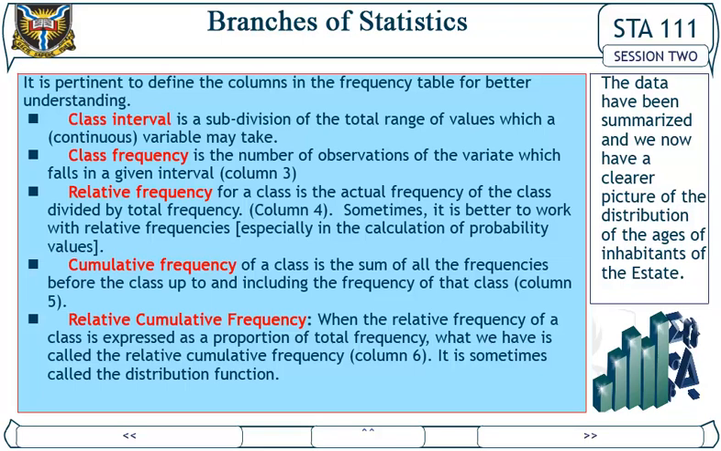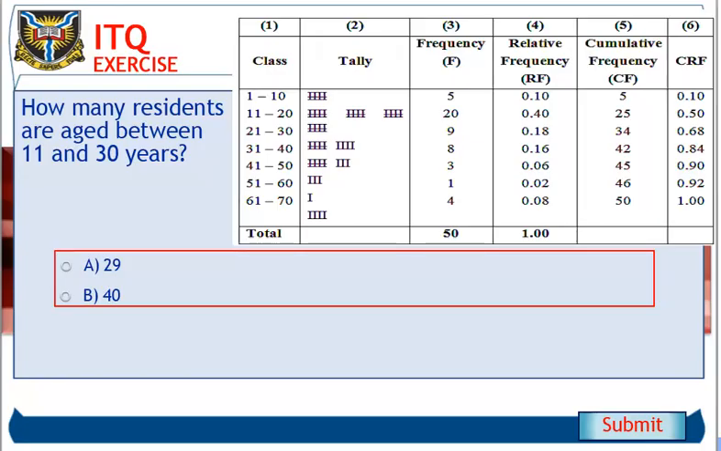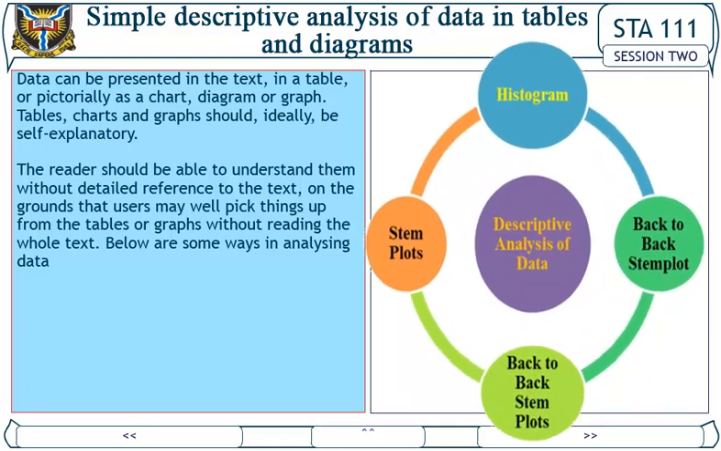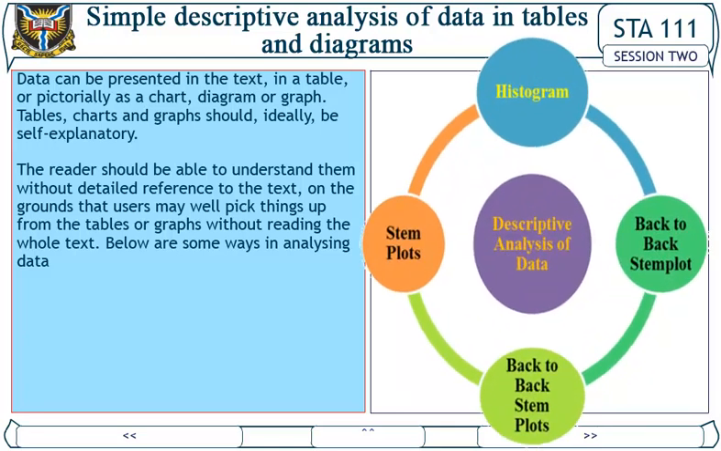Box 2.1. Observations from the table. The data have been summarized, and we now have a clearer picture of the distribution of the ages of inhabitants of the estate. Exercise. Simple descriptive analysis of data in tables and diagrams. Data can be presented in the text, in a table, or pictorially as a chart, diagram, or graph.